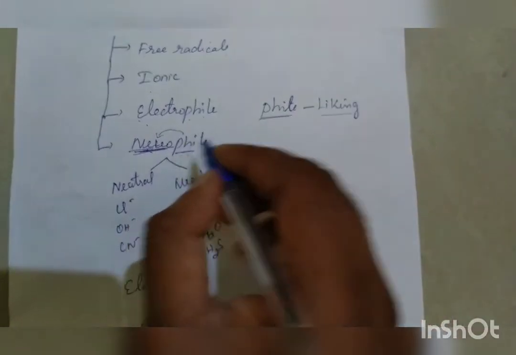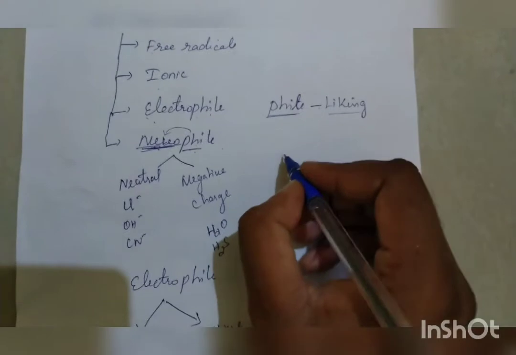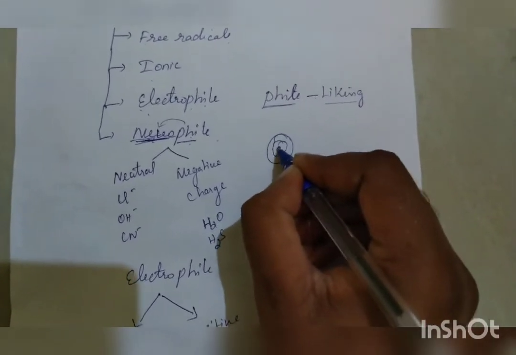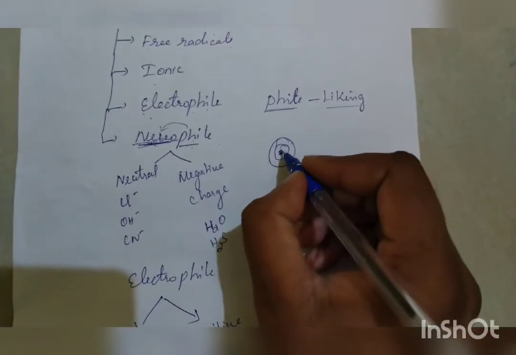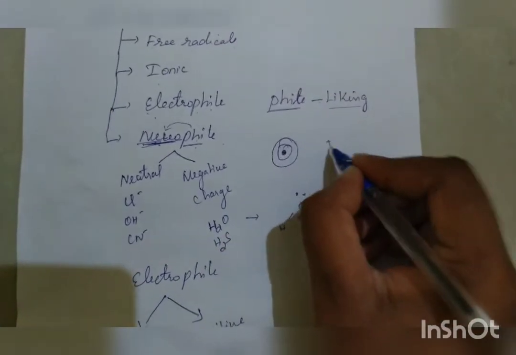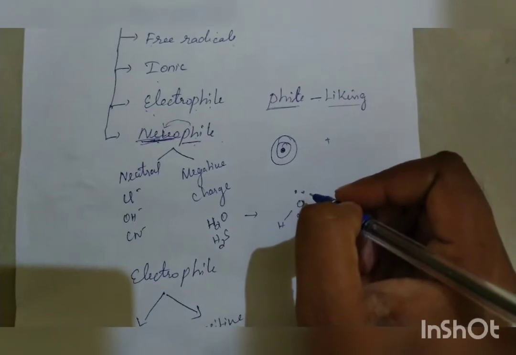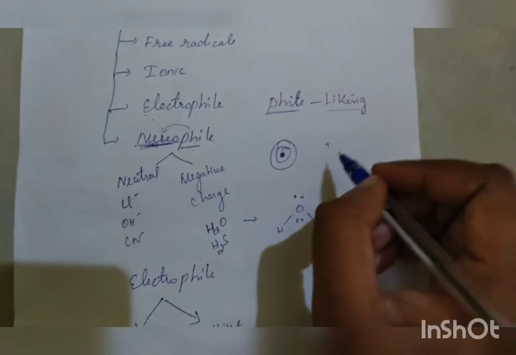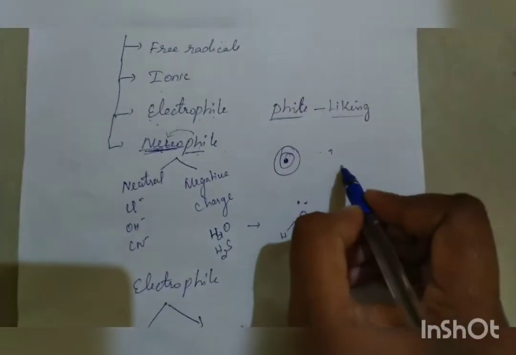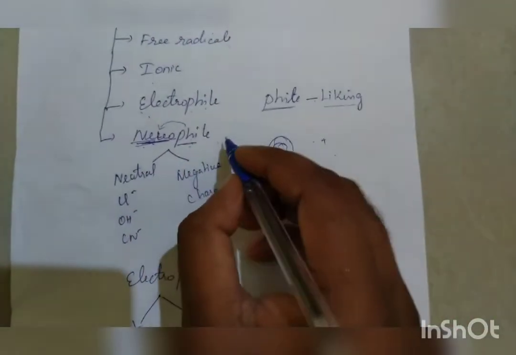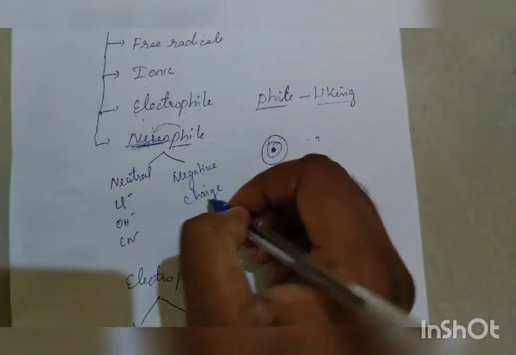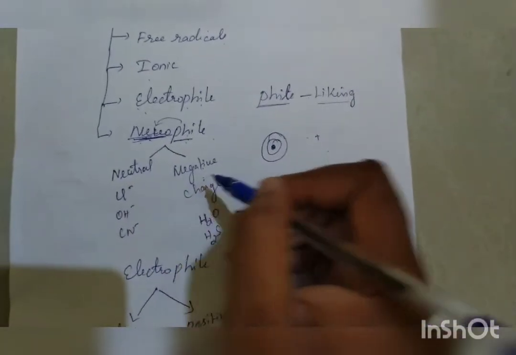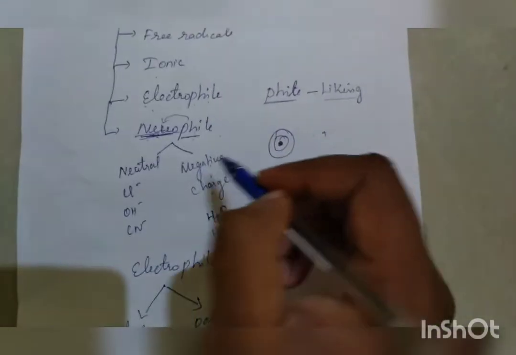Suppose, what is the charge of the nucleus? For example, here is one atom, this is the nucleus. What is the charge of the nucleus? The nucleus has only positive charge. Who can be attracted? Only negative charge. That's why a nucleophile is negatively charged, either neutral or negatively charged.